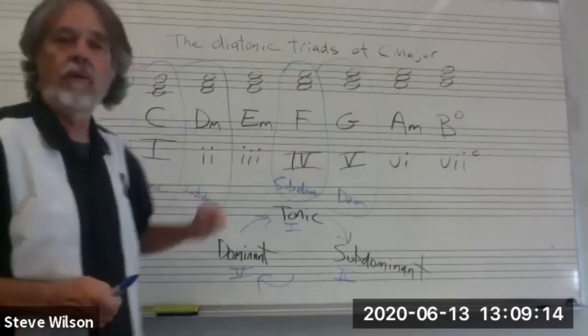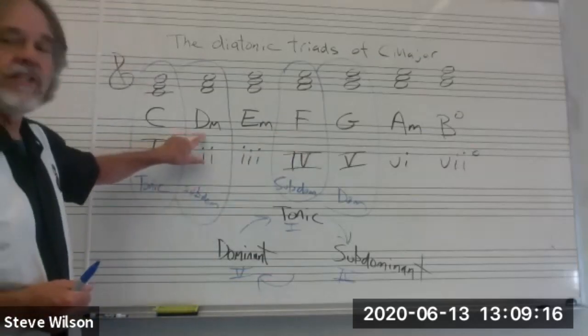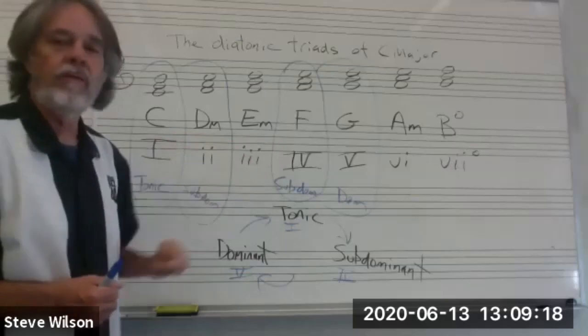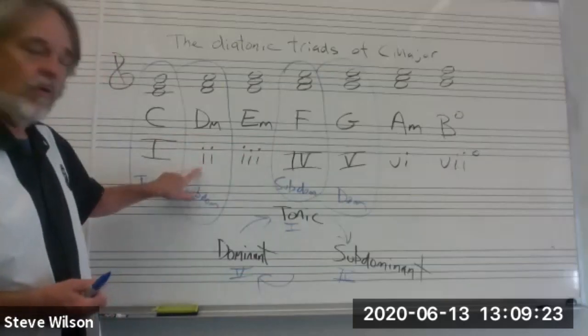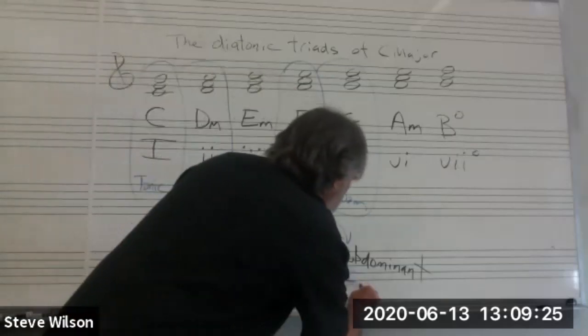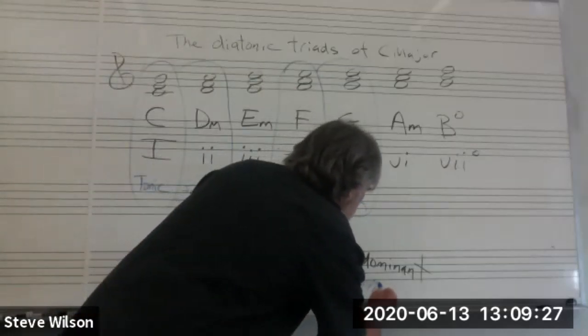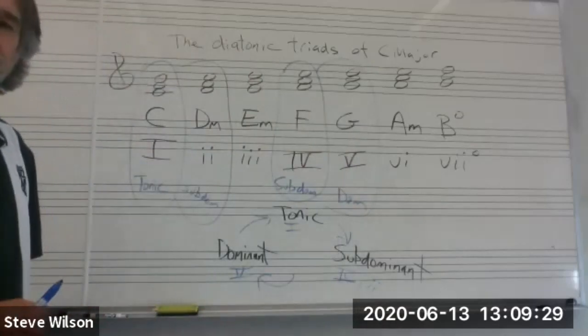It substitutes for the 4. And in fact, in jazz, we use a 2 chord even more frequently than we use a 4 chord, I would say. So the 2 chord is a subdominant chord using chord substitution.